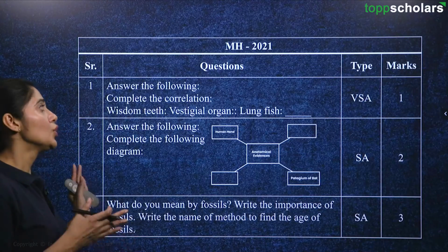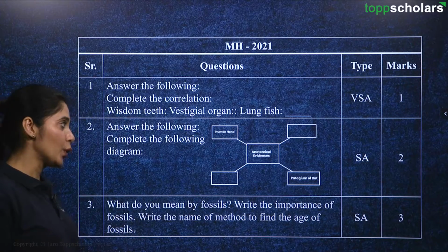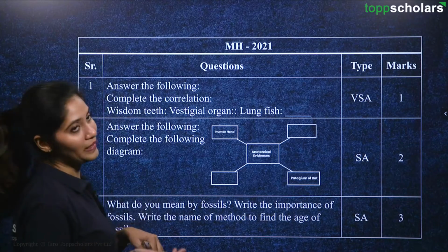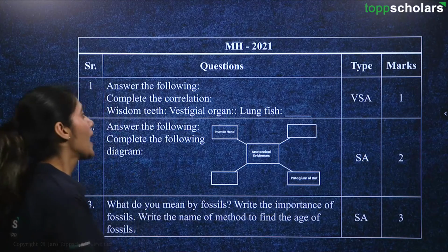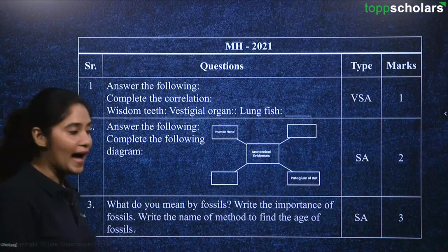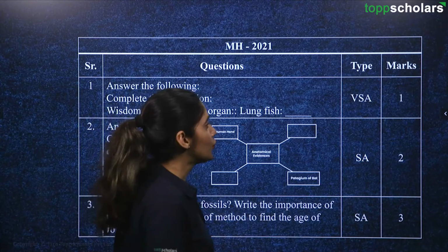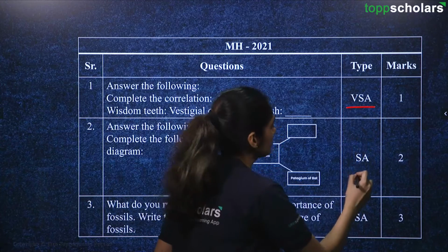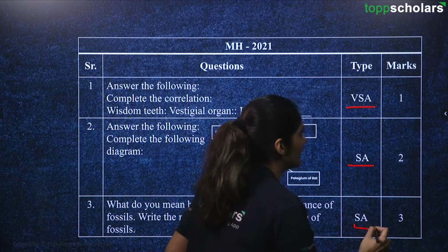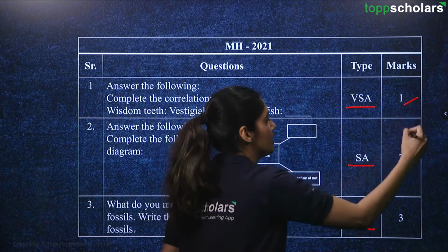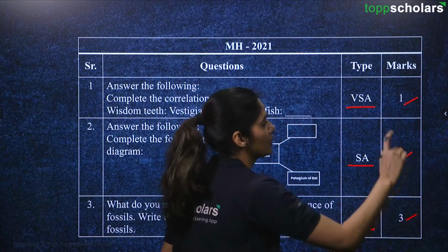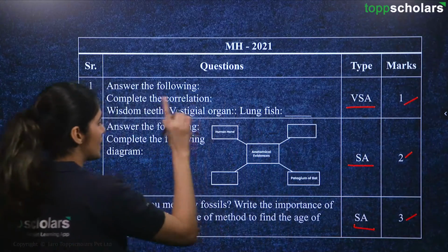This is from 2021. So we have moved from 2020 to 21 now. Here again we have 3 questions, right? So one is very short answer and 2 short answer type question. 1 mark, 2 mark, 3 mark. Total 6 marks from this question paper.